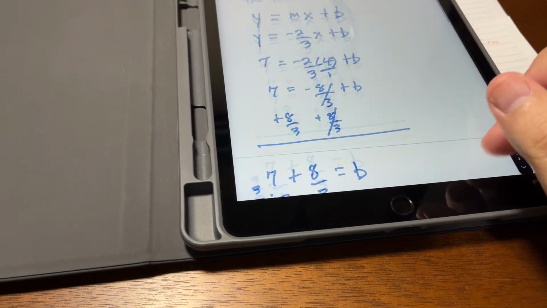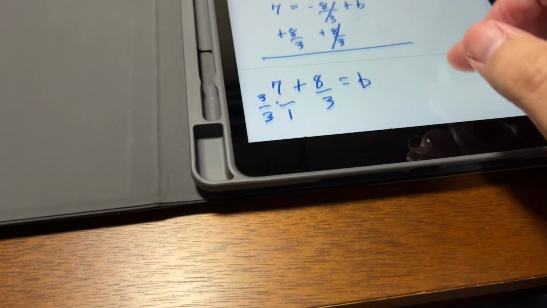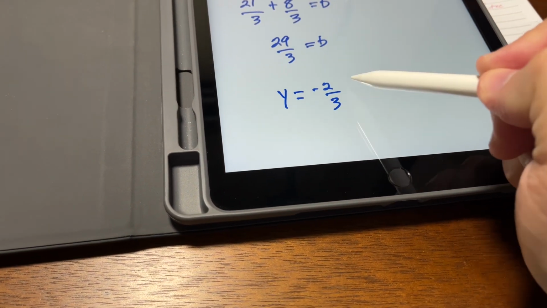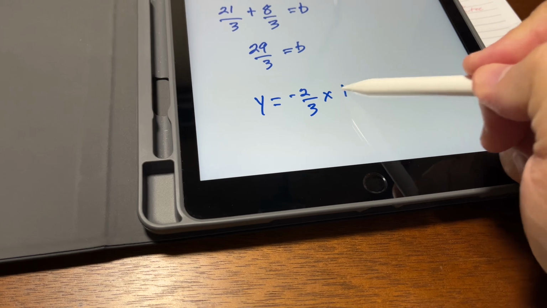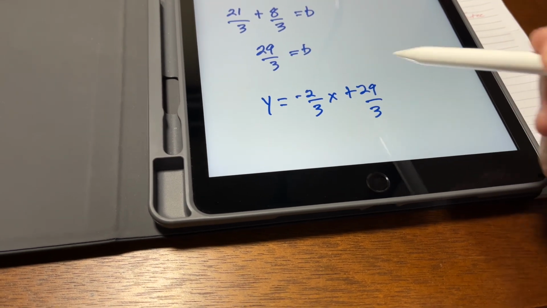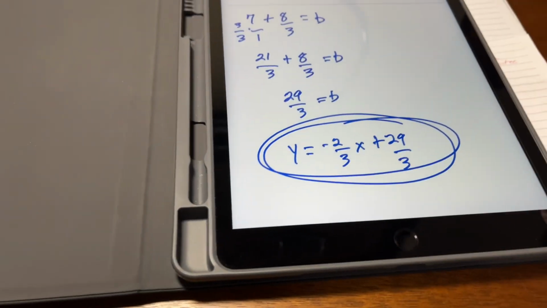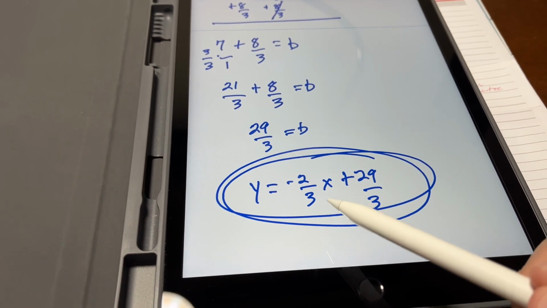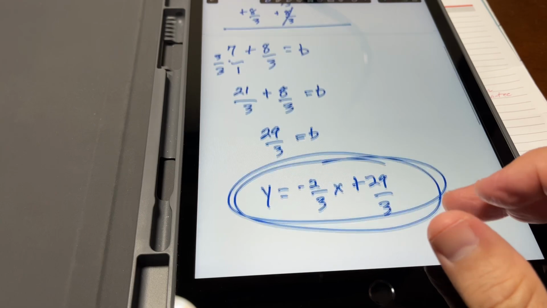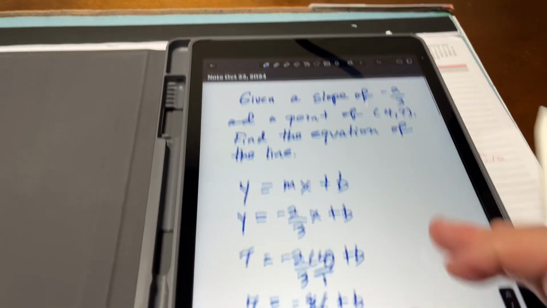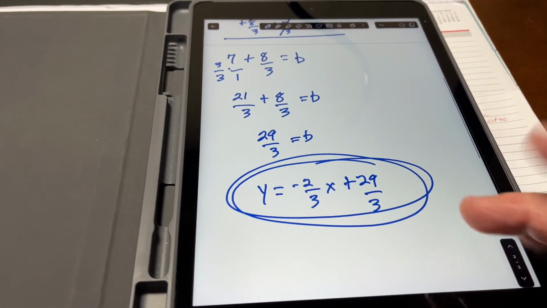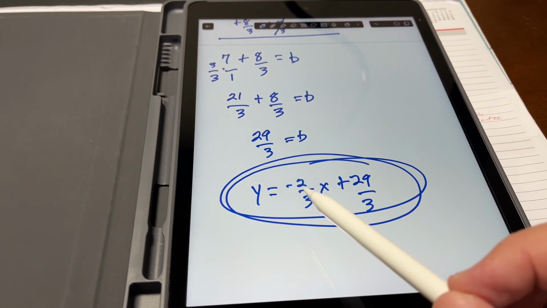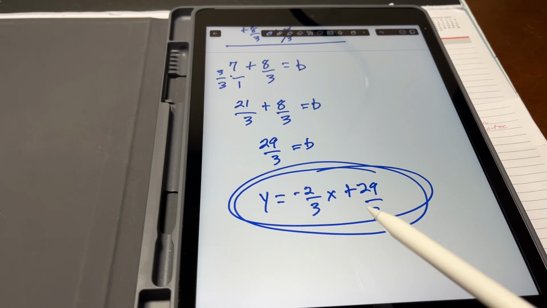So my final equation is going to be me putting this all together. So the slope was -2/3. And this y-intercept is 29/3. So this is the slope-intercept equation for the line that has a slope of -2/3 and goes through (4, 7). In other words, (4, 7) is a point on that line. So if we were to draw this, we would see that that is the case, that the slope is this, and it goes through the point (4, 7).